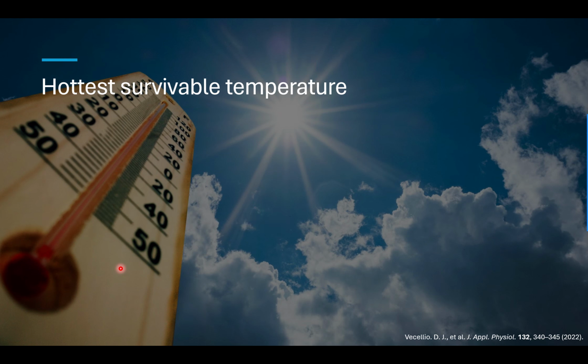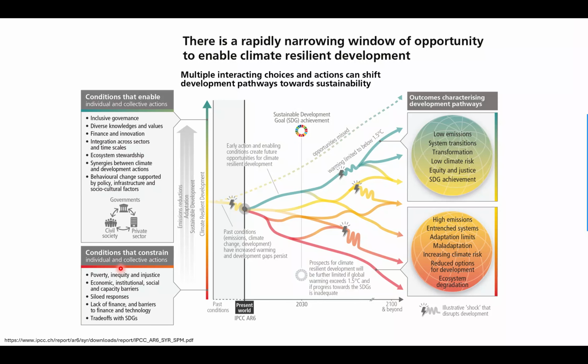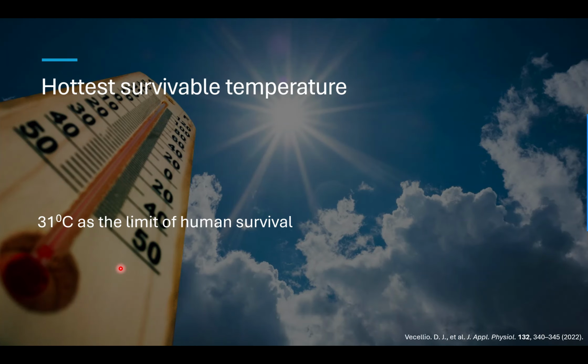So that's one of the things in the Sustainable Development Goals, SDGs, that says you need to lift those marginalized communities and make them climate resilient. Climate resilient development also talks about helping those marginalized communities survive this change.